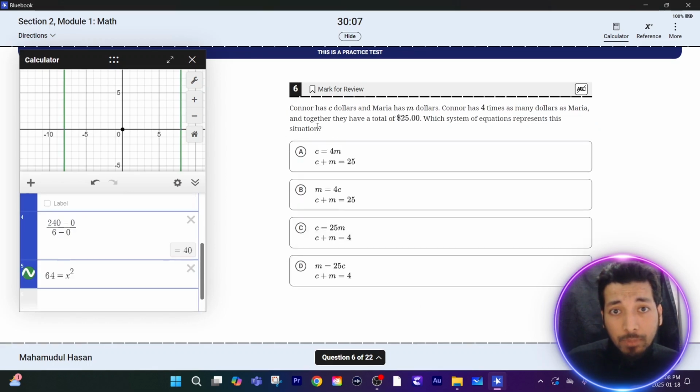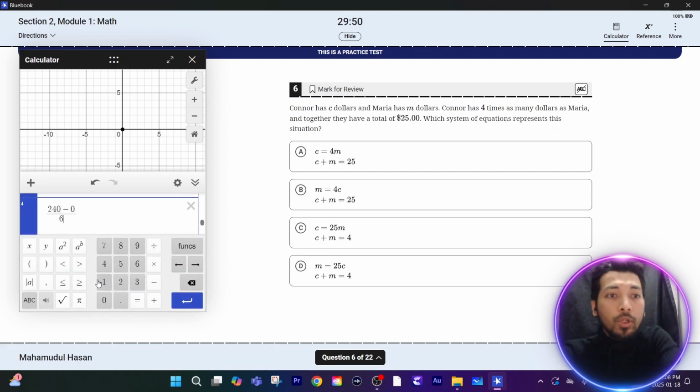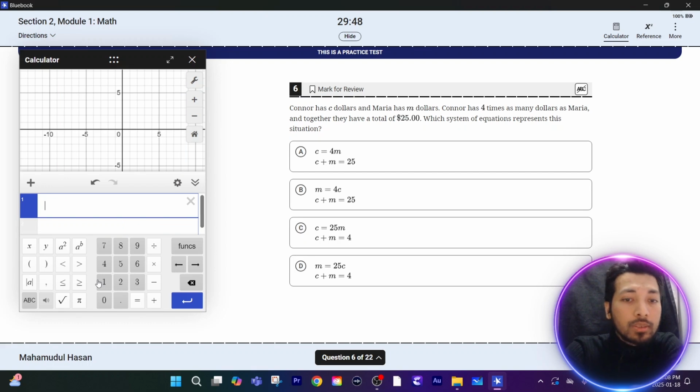Okay, let's look at this problem. Connor has C dollars and Maria has M dollars. Connor has 4 times as many dollars as Maria, and together they have a total of $25. Which system of equations represents this situation? In this case, we know that the total amount is $25. So C dollars from Connor and M dollars from Maria would add up to give 25.